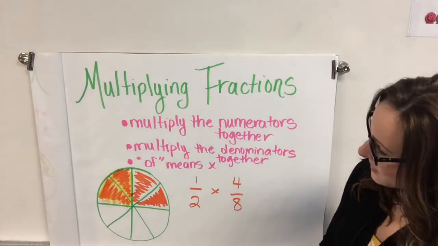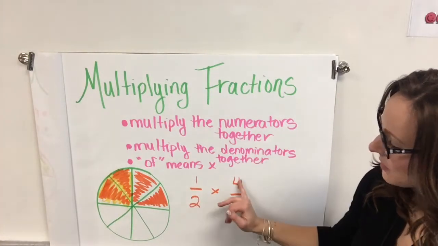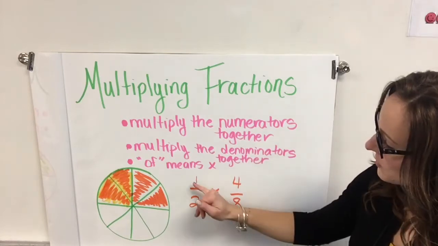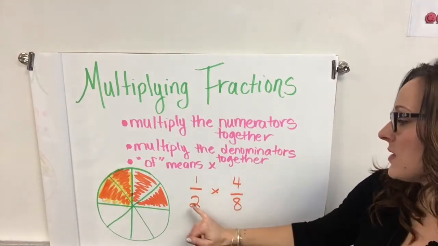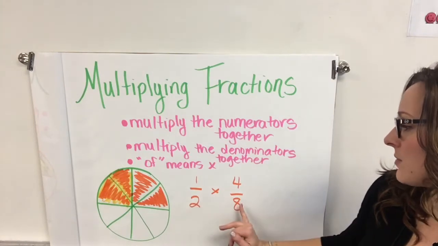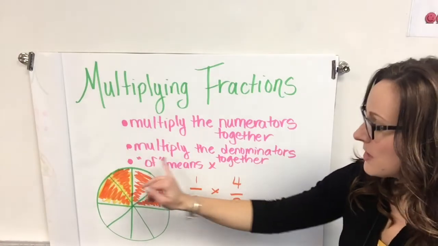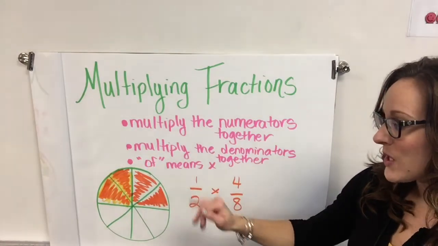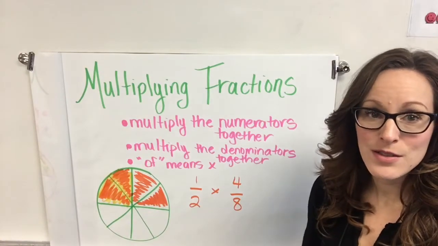So what that looks like is, if you take this fraction 1/2 times 4/8, you're going to multiply the numerators together, which is 1 times 4, and you're going to multiply the denominators together, which is 2 times 8. I want to point out that the word of means multiply. So when you hear fractions and the word of together, it means to multiply them.